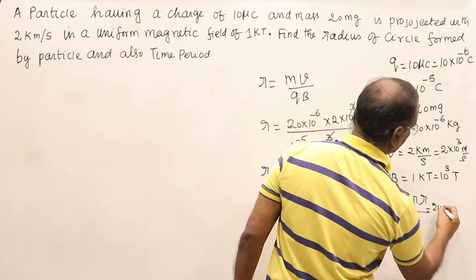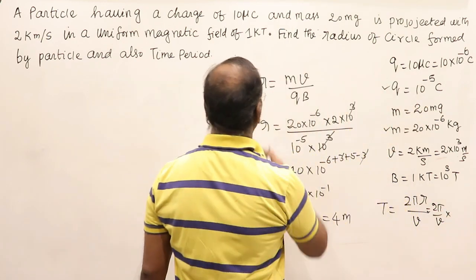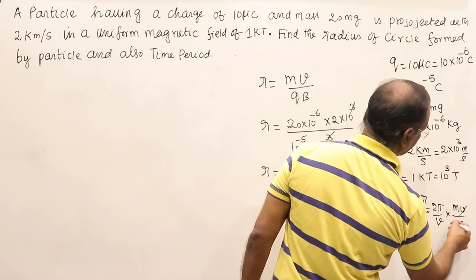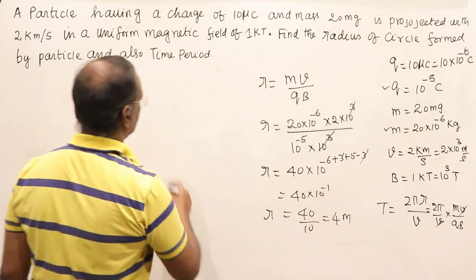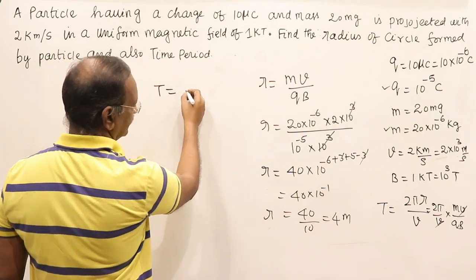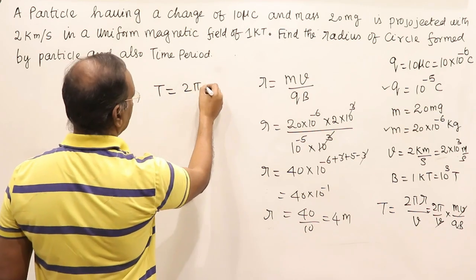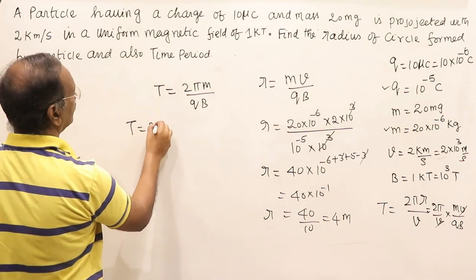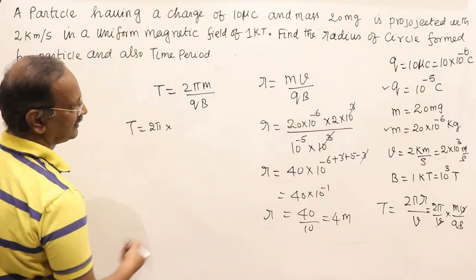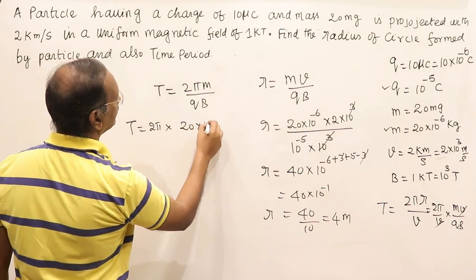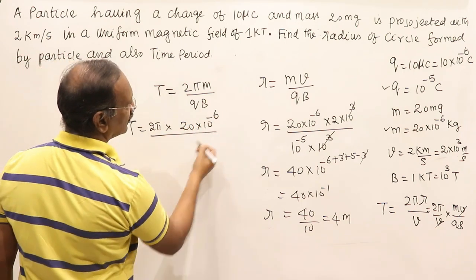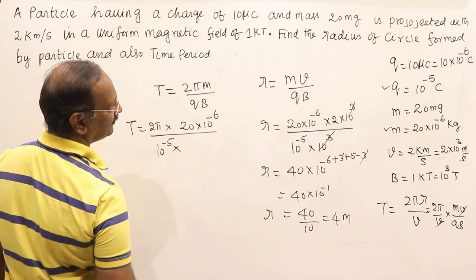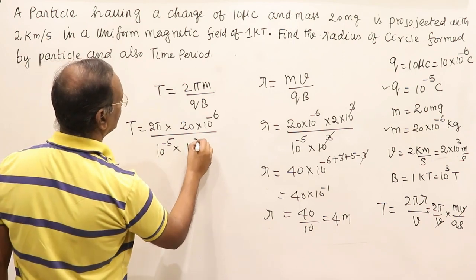This is equal to 2 pi r by v, where the value of r is equal to mv by qB. So v and v we can cancel. Therefore time period is equal to 2 pi m divided by qB. Therefore time period is equal to 2 pi into mass. Mass of the particle is equal to 20 into 10 to the power minus 6 kg, and charge of the particle is 10 to the power minus 5, into B. Magnetic field B is equal to 10 to the power 3.